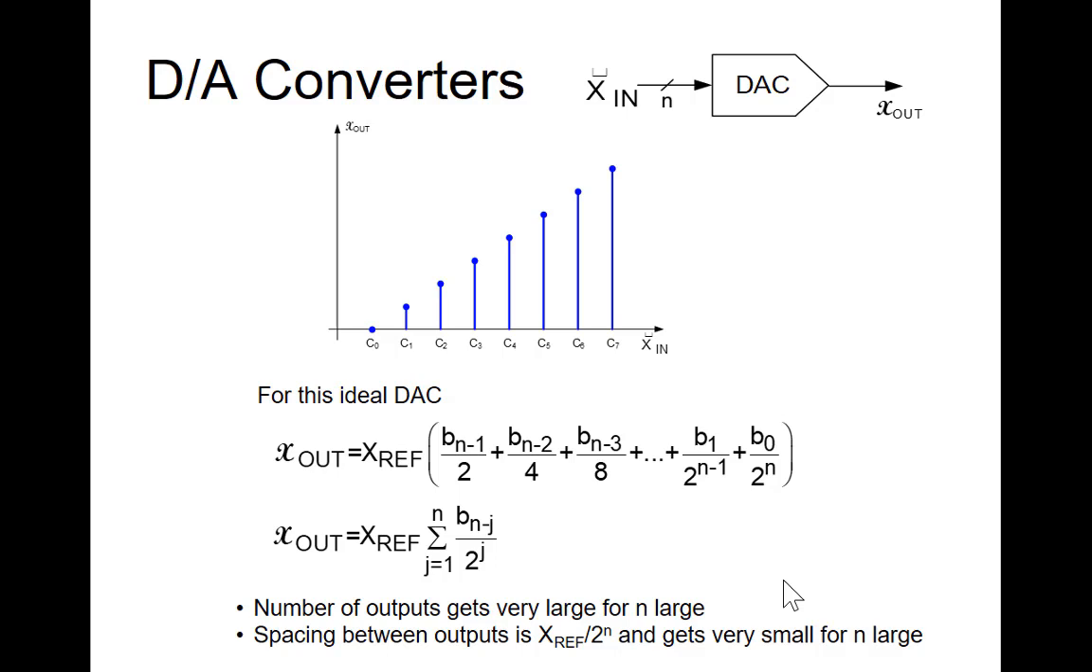If you look at the spacing between the outputs, the spacing is almost always the reference voltage over 2 to the n, where n is the number of bits. So if there are 3 bits like we have here, then the spacing between the outputs is XREF over 8. So we start out with 0, and then XREF over 8, 2 XREF over 8, 3 XREF over 8. And by the time you get up to the 8th output, you're at 7 XREF over 8, and that's why the output doesn't go up to XREF.